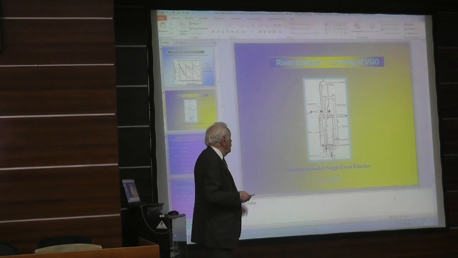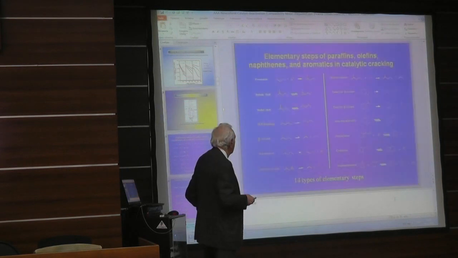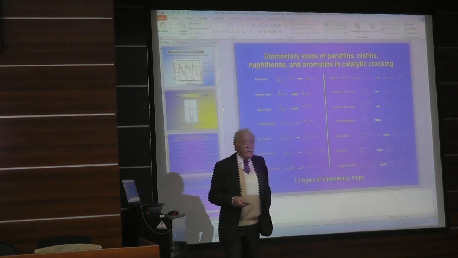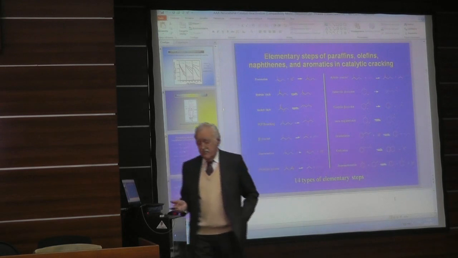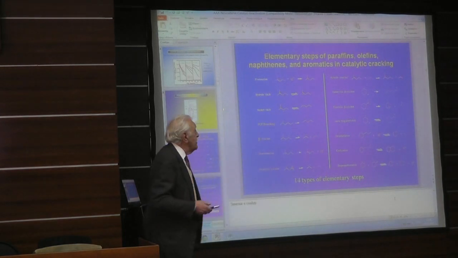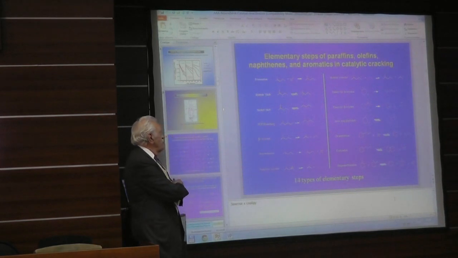And we're going to model that. And now we need some chemistry. We need chemistry to explain the main reactions, of course, and we also need chemistry to explain what happens in the coking in the FCC reactor.